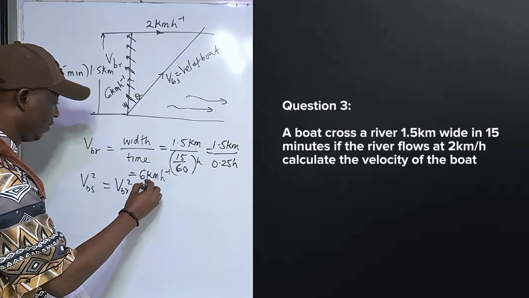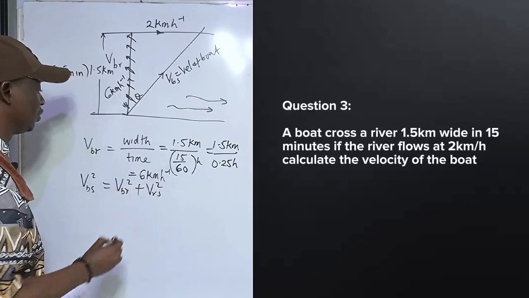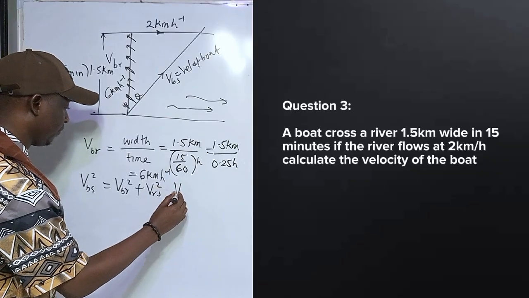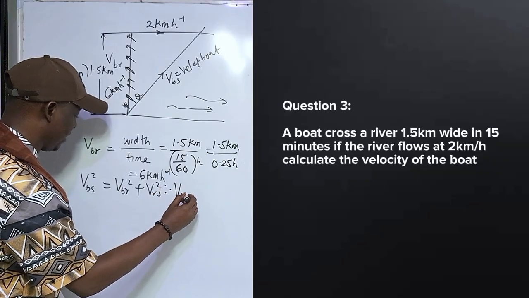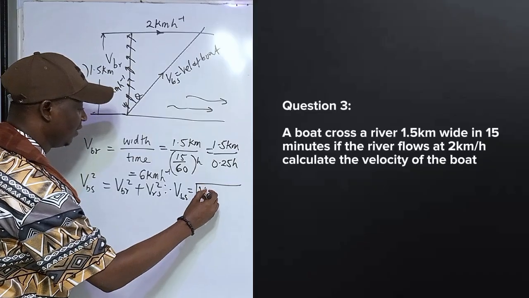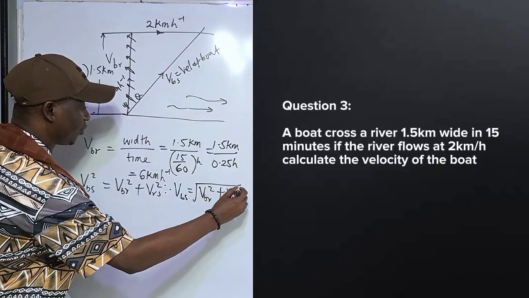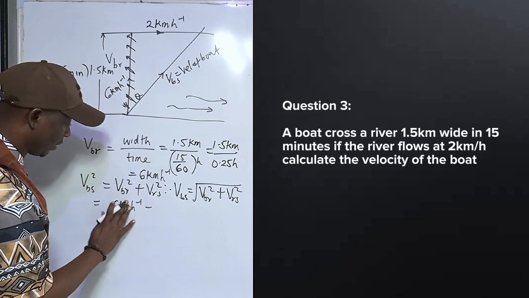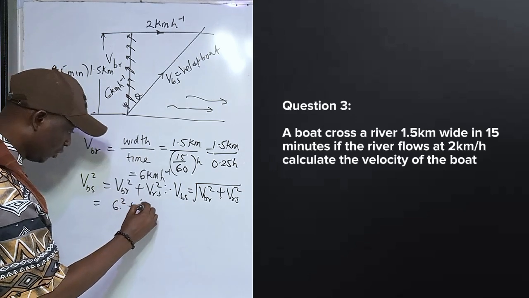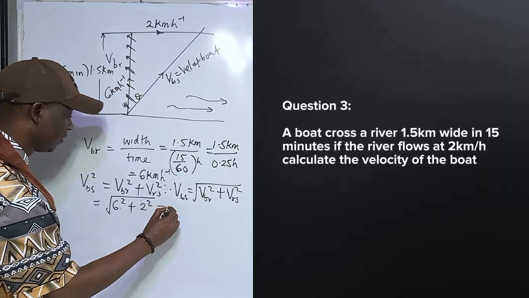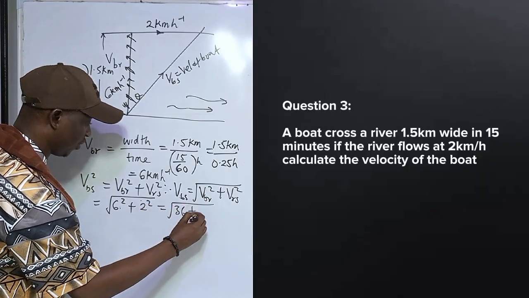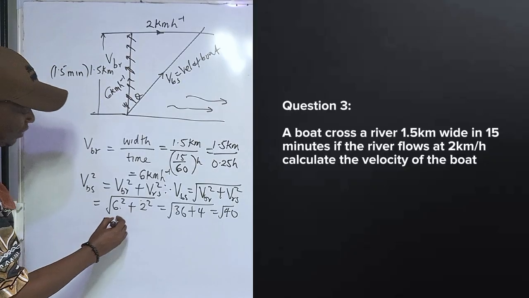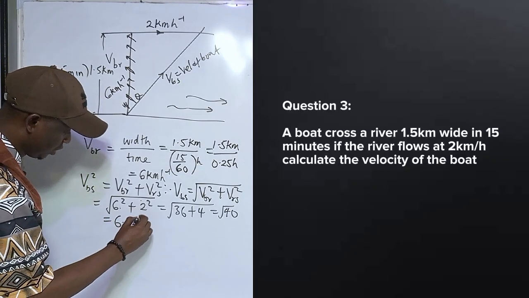So that means the velocity of the boat squared equals VBR squared plus the velocity of the river squared relative to the shore. It implies that VBS equals the square root of VBR squared plus VRS squared. That gives 36 plus 4, which is the square root of 40. And what is the value? 6 point what? Kilometer per hour.